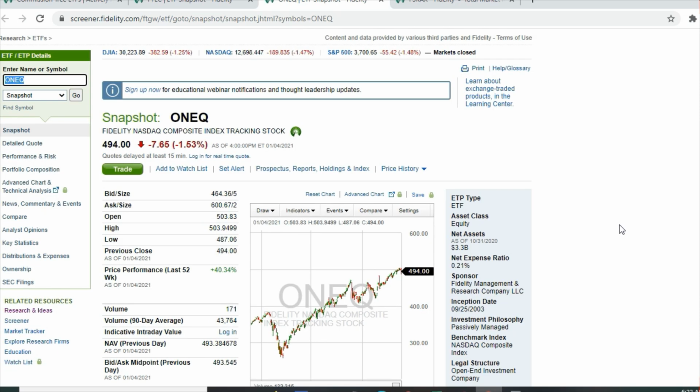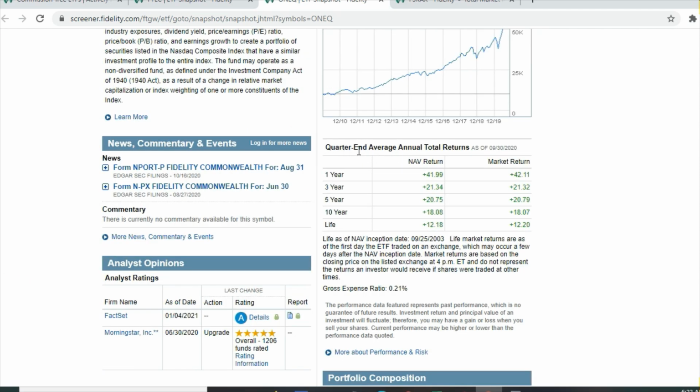Now, the Fidelity Nasdaq Composite Index ETF does have an expense ratio of 0.21%, which is a little bit higher than I like to see for an indexed ETF. But that being said, this specific ETF has performed very well. If we scroll down here to the quarter end average annual total returns, the 1-year return, 42.11%. The 3-year return is 21%, 5-year return 20%, 10-year return 18%, and over the lifetime since 2003 when this ETF was started, it has returned 12.2%.